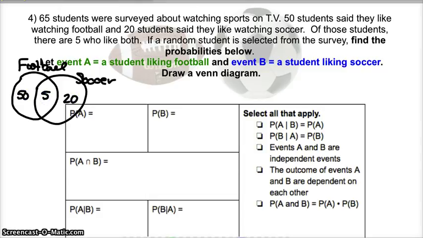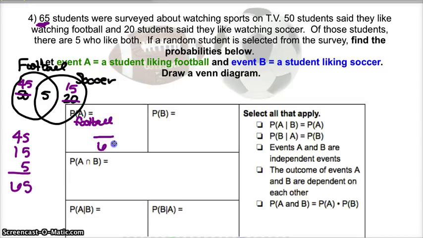So what we really have here is, if you think about this 5 as counting in both, there are really 45 students total who like watching just football, and 15 students who like watching just soccer, and these 5 that are in the middle. If you were to add up these numbers, 45 plus 15 plus 5, there's the 65 as stated originally. So the probability of event A is the probability of somebody liking to watch football.